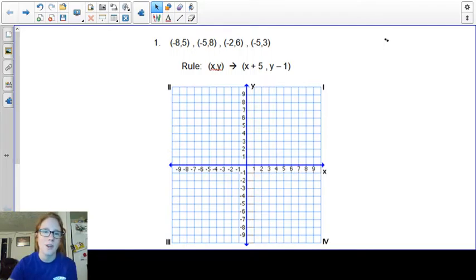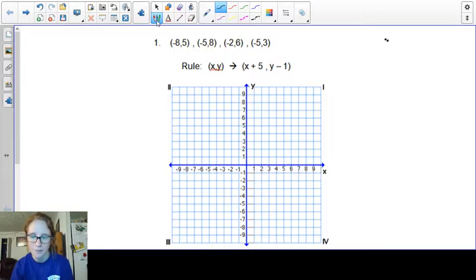Alright guys, so today we're going to go through our review for our translations and other transformations that we do on our grid system. So first, we have to plot our original points. So I have -8, 5. I have -5, 8. I have -2, 6. And I have -5, 3. So I have this rectangular shape.